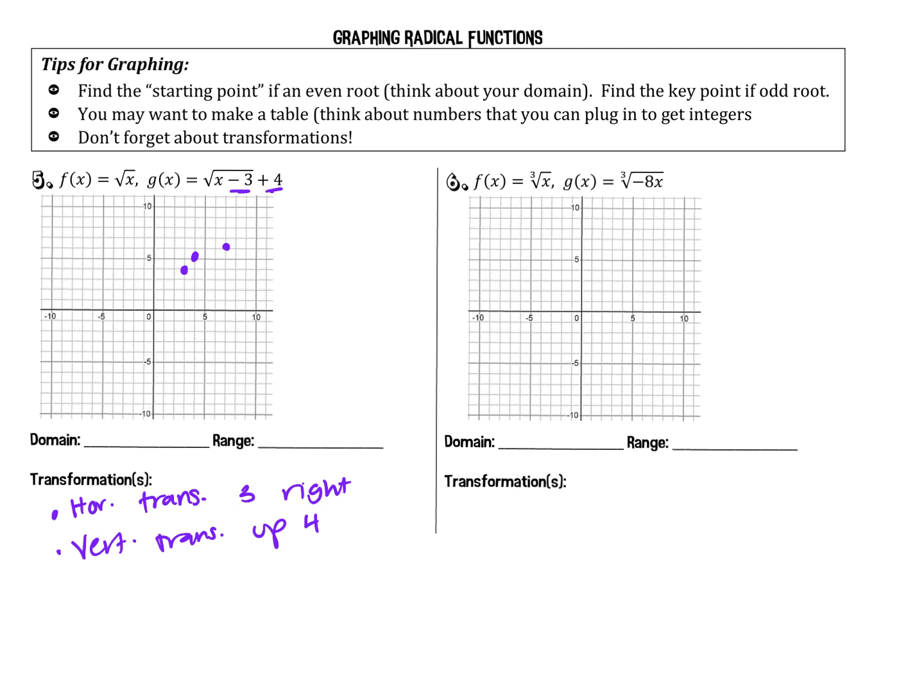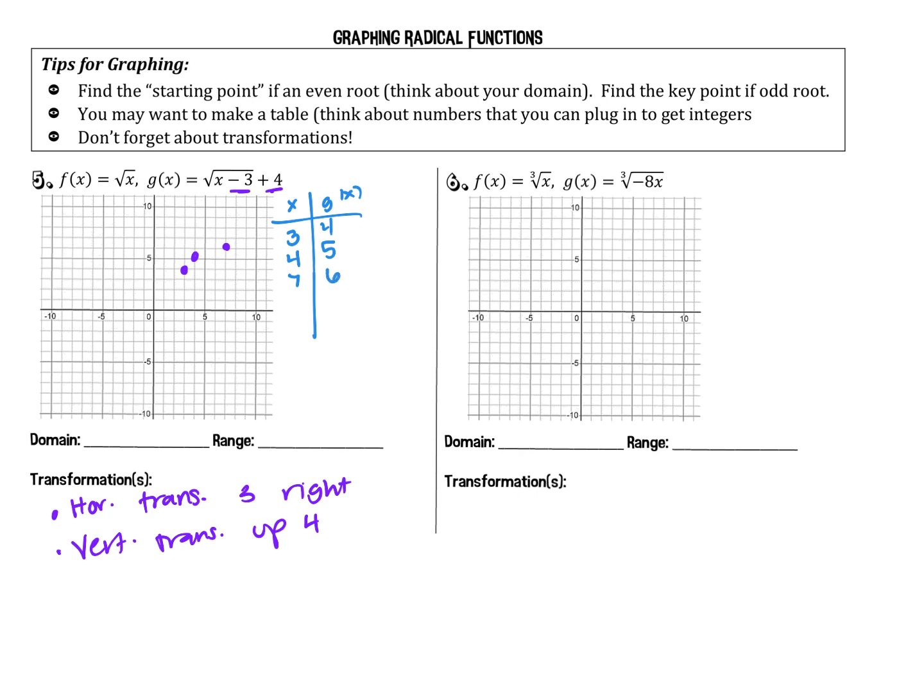Otherwise, you're more than welcome to make a table. Let me go ahead and set that up. The first x value you're going to pick is 3, because that's what would make the inside 0. That'll give you 4. Then what will make the inside 1? If I plug in 4, that'll give me 5. The next number that I know how to take the square root of evenly is 4. What do I need x to be to get 4 inside the radical? I need it to be 7. The square root of 4 is 2, plus 4 is 6.